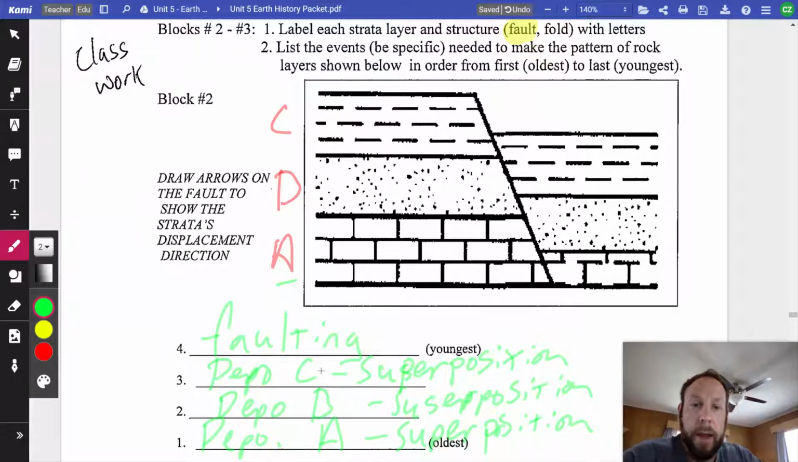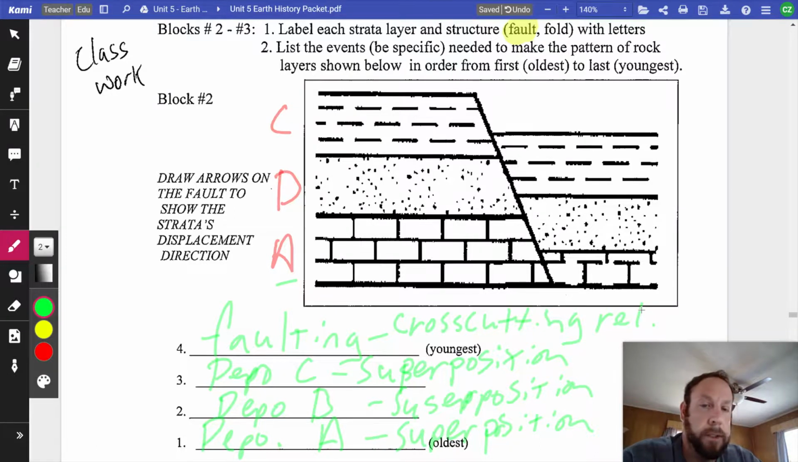Faulting. Now, how do we know the faulting happened last? Well, again, don't forget it crossed all 3 layers. So for this faulting to happen last, we know it was cross-cutting. Cross-cutting relationships.